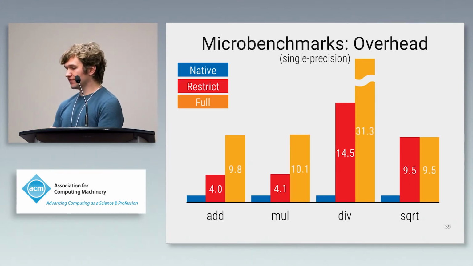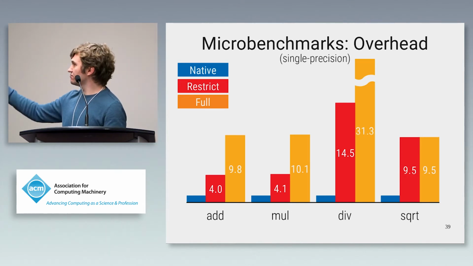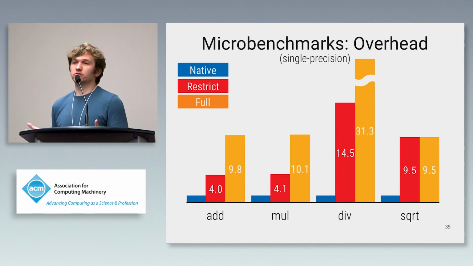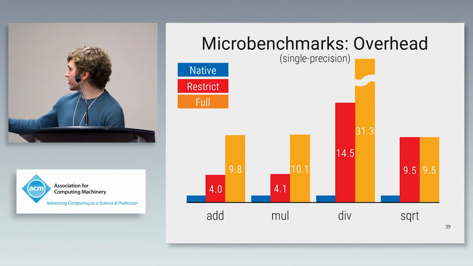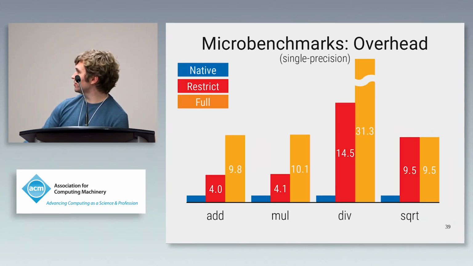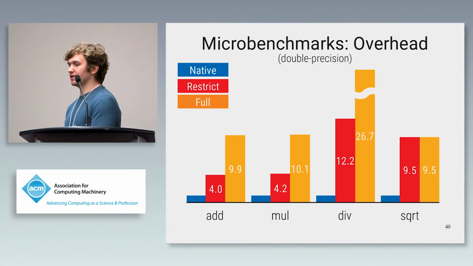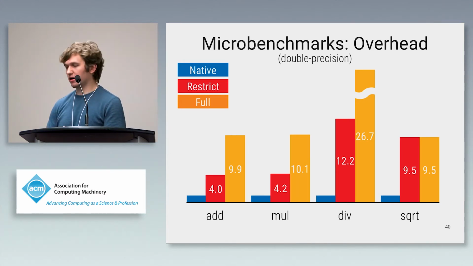When we move on to the full version, things are roughly 2.5 times slower. Division, obviously still bad, but interestingly, square root is the same speed because there's no difference between the restrict and full version. You actually don't have to restrict the range at all, other than subnormals, to get square root to work. Now I'm going to transition to double precision. You'll see that there's almost no difference other than the speed of division. And the reason why you see this is because division takes longer, and so our fixes to division end up having a smaller relative effect.